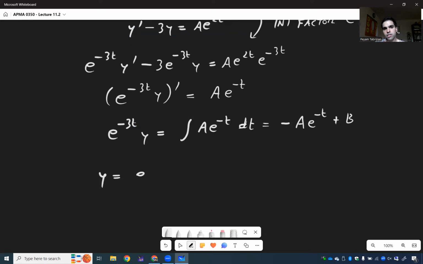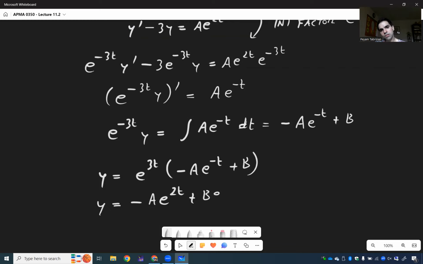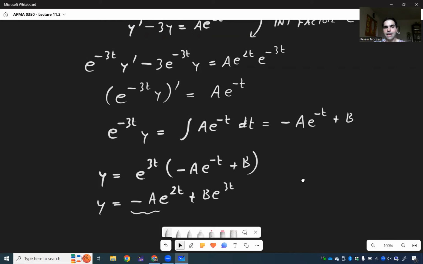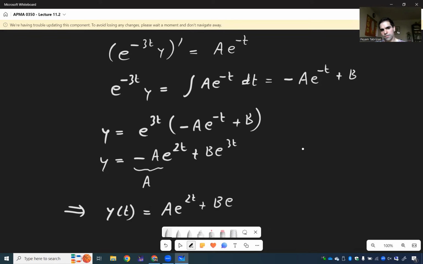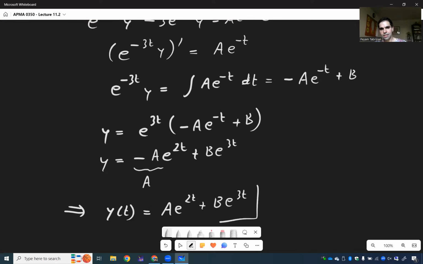And then last but not least, we can multiply by e to the 3t. So minus ae to the minus t plus b, and we get y is, I think, minus ae to the 2t plus be to the 3t. But just for a cosmetic fix, since a is arbitrary, so is minus a, and we finally get our solution. y is ae to the 2t plus be to the 3t. Ta-da!